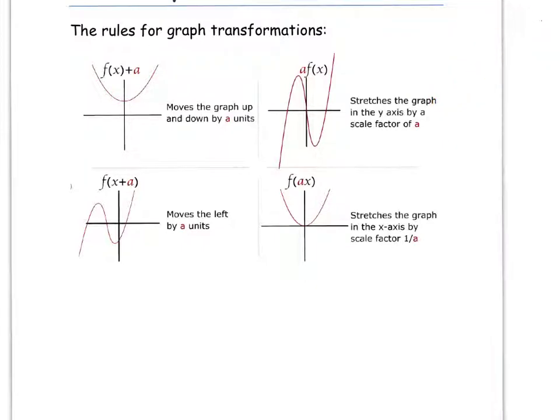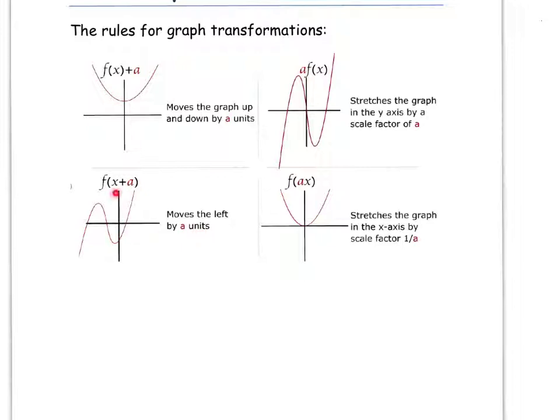So we've got the first one, the f(x) plus a, which moves it up and down, and the second one, where the value in front stretches it in the y-axis. Next one is f in brackets x plus a. Now this one always confuses me in my head, because when it's plus a, I always think it should go to the right, but it doesn't. If you're adding a value of a, it moves to the left. If it was to subtract a value of a, it moves to the right.